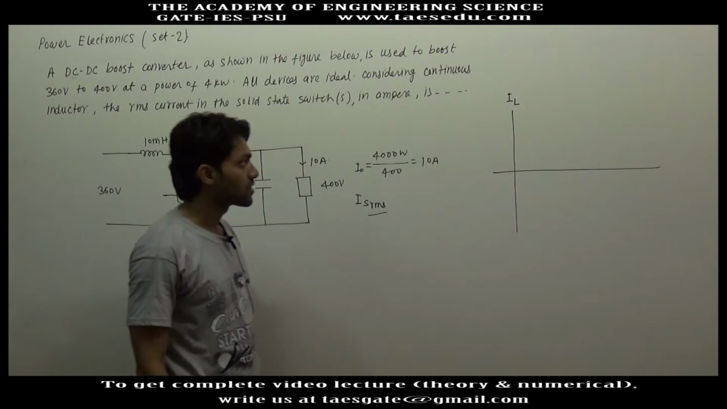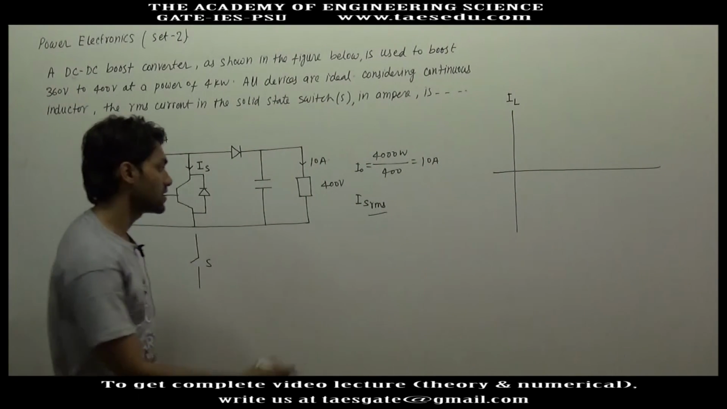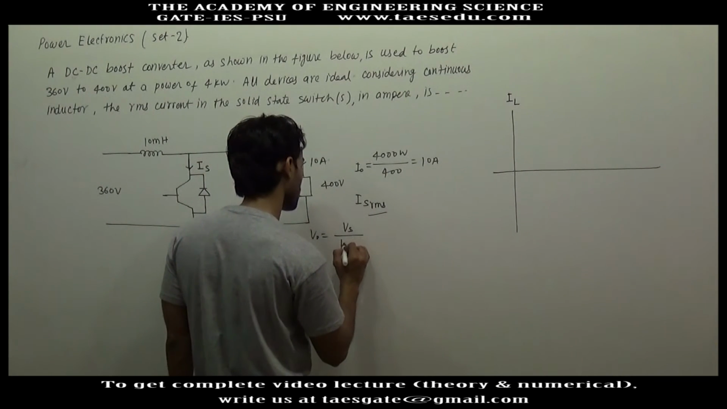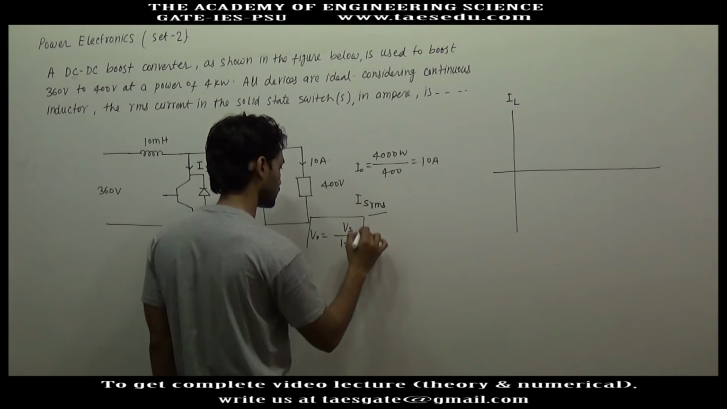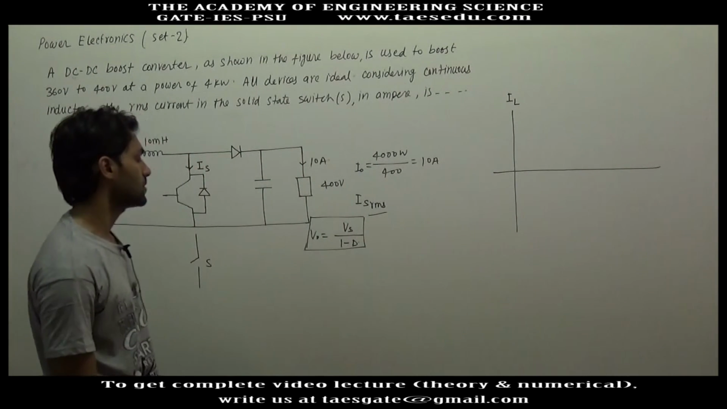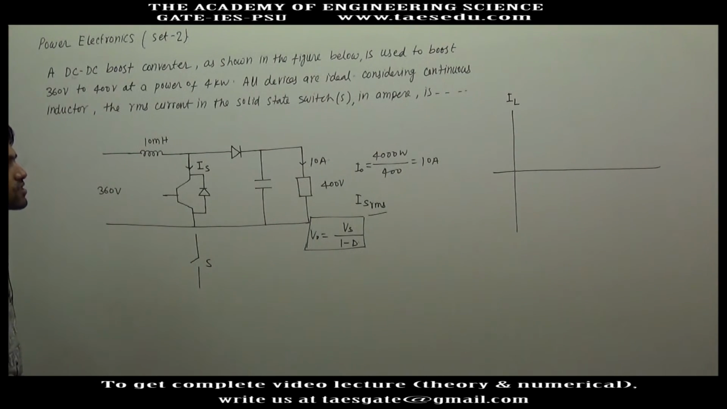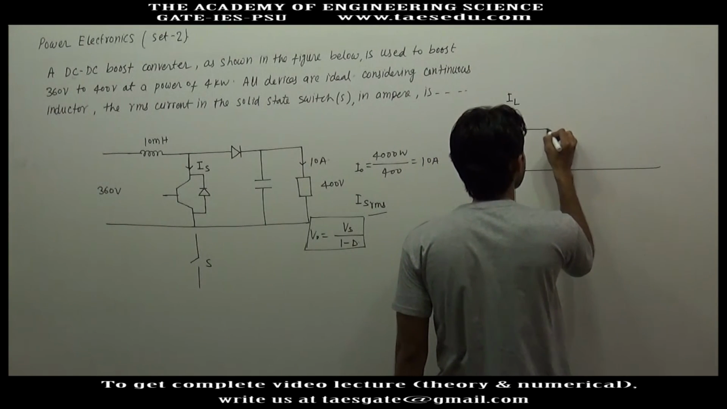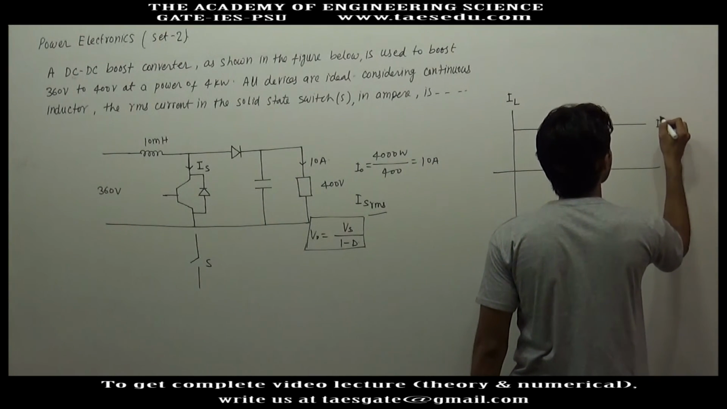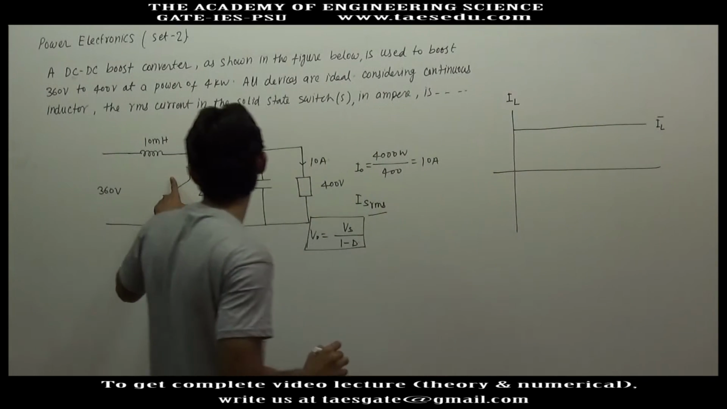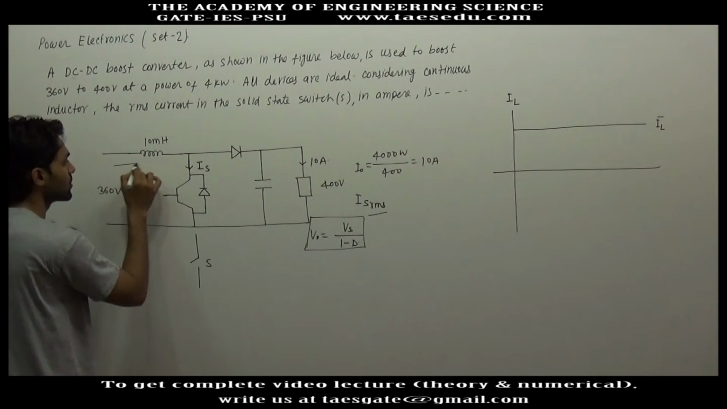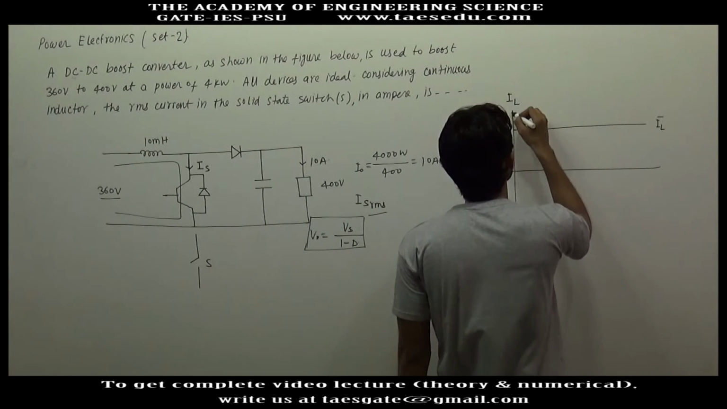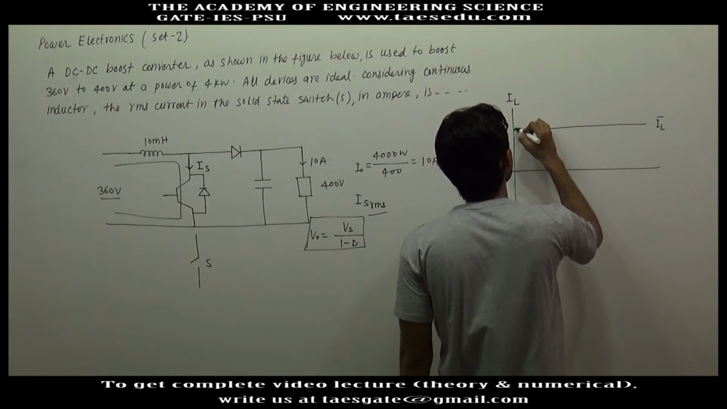In the theory lecture, by drawing the inductor current only, we derived the result V naught equal to Vs divided by 1 minus D. So let us first draw the inductor current. Let's say this line represents the average value of inductor current. When this switch is connected, the inductor current will grow according to 360 volt.